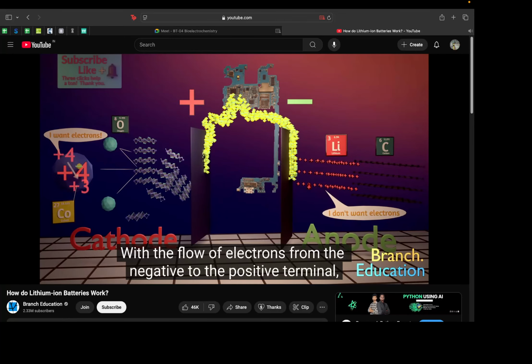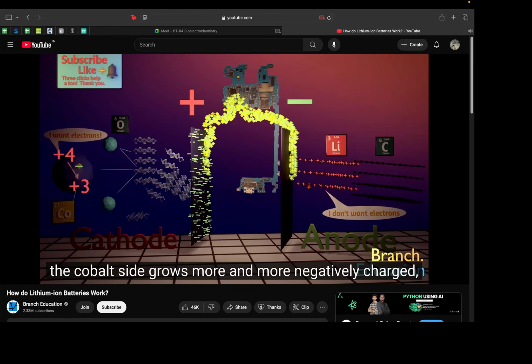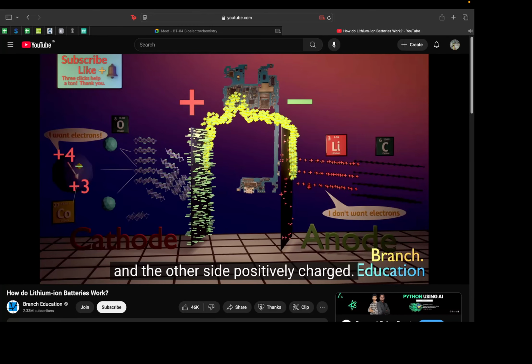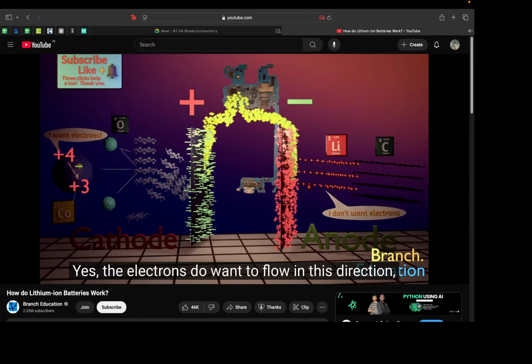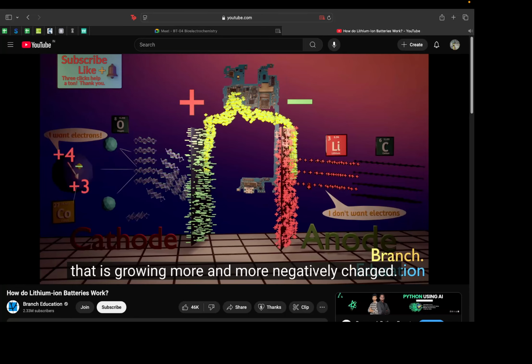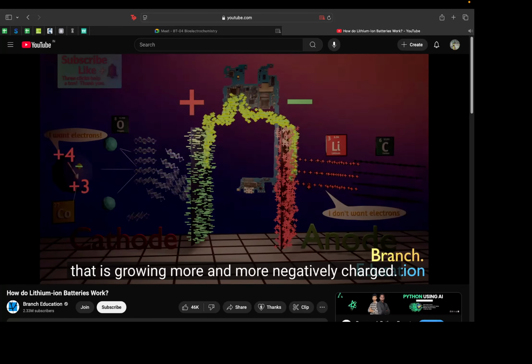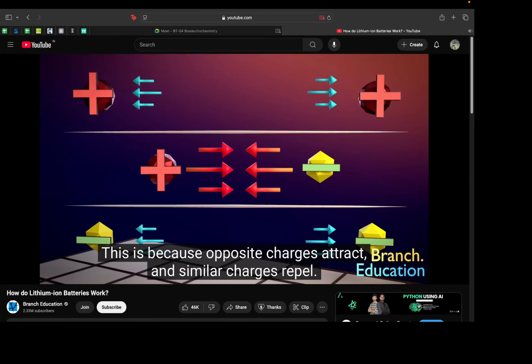With the flow of electrons from the negative to the positive terminal, the cobalt side grows more and more negatively charged, and the other side positively charged. Yes, the electrons do want to flow in this direction, but at the same time, electrons don't like to flow to an area that is growing more and more negatively charged. This is because opposite charges attract and similar charges repel.